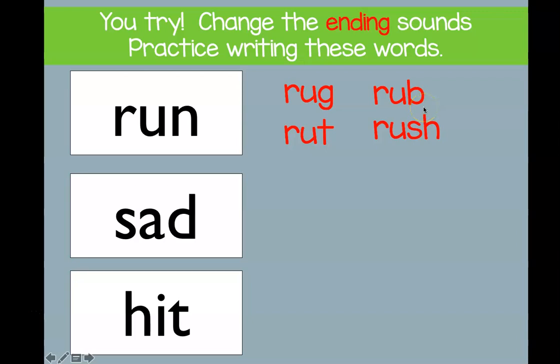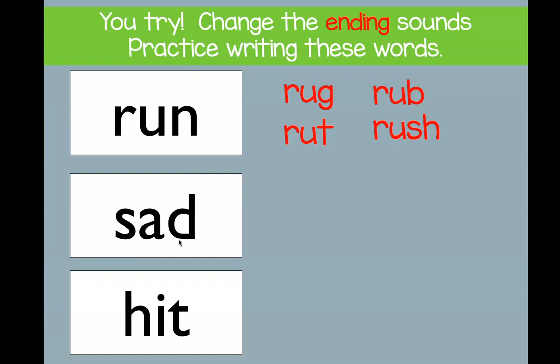Rub. Super job, readers. All right, you're going to do it again. Here's this word. That's not a B. Don't say sab. That's a D. Sad. Let's change that last letter and make a new word. Pause the video and see if you can write at least one word by changing that last letter.